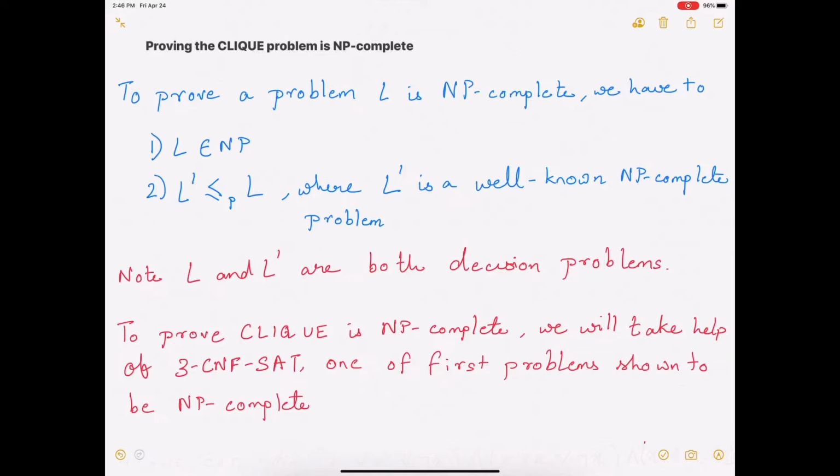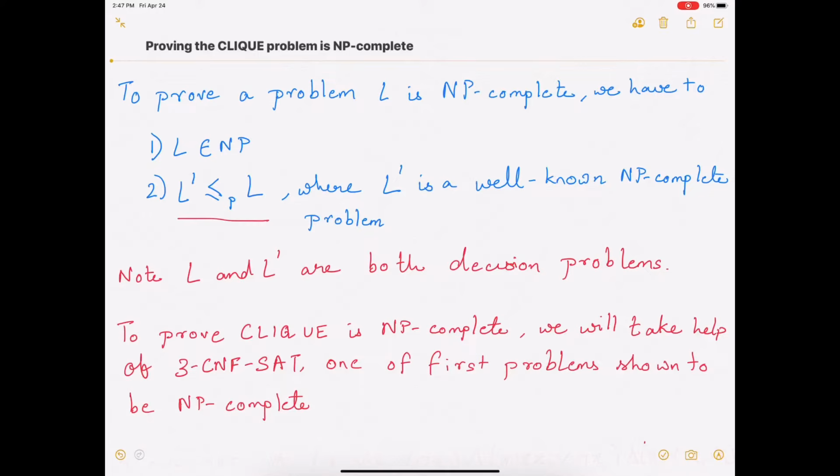So to prove that a problem is NP-complete, we have to do two things. Let's just recollect what we have to do to prove that a problem L is NP-complete. The first thing is we have to show that L is an element of NP, or that L lies in NP. Then we have to pick some well-known NP-complete problem, say L prime, and we have to reduce L prime to L. Okay, this is very important. Note that you have to reduce L prime to L and not the other way around.